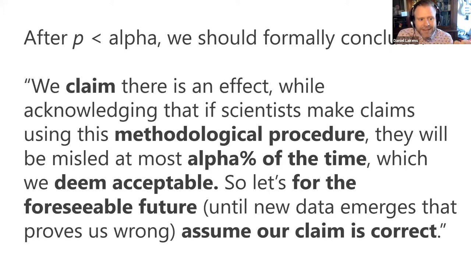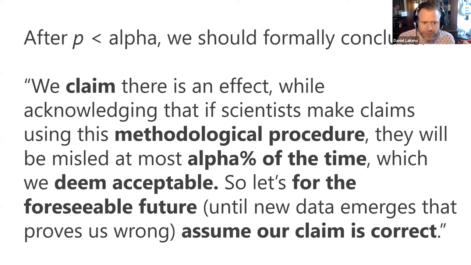So if you find a significant result and you use this methodological procedure, you're allowed to say something that sounds like, we claim there is an effect, while acknowledging that if scientists make claims using this methodological procedure, they will be misled at most, whatever your alpha level is, 5% of the time, which we deem acceptable. So this is a rate at which we are happy to make mistakes. Sometimes we should maybe put this a little bit lower, but okay.